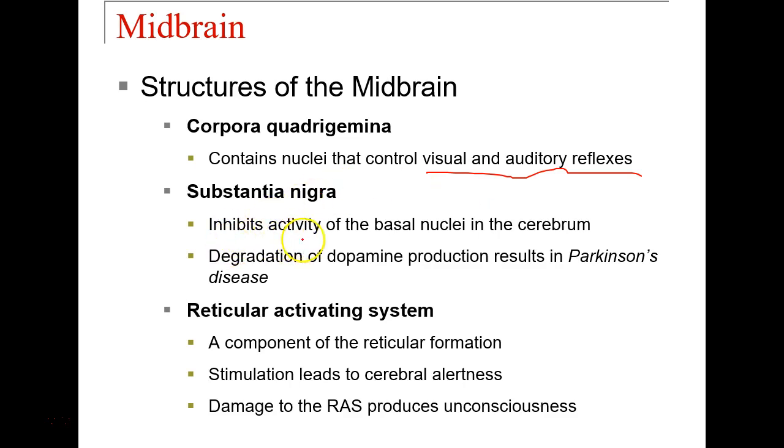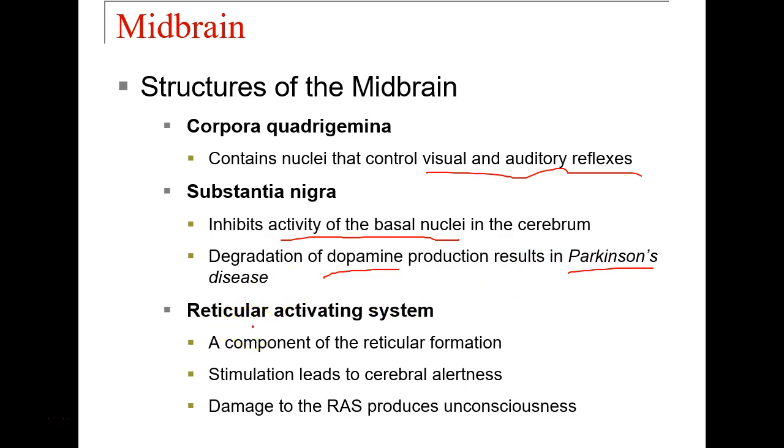Substantia nigra, this is where we are inhibiting activity of the basal nuclei by producing dopamine. This is where if we stop producing dopamine, Parkinson's disease takes over.